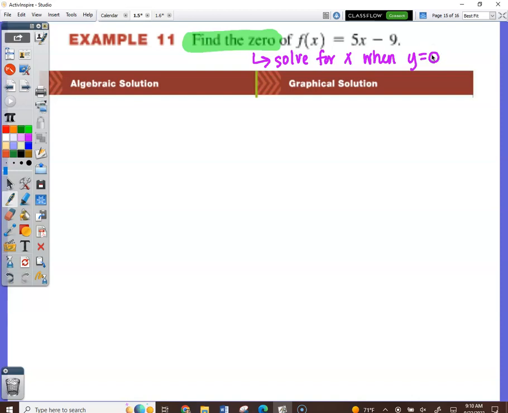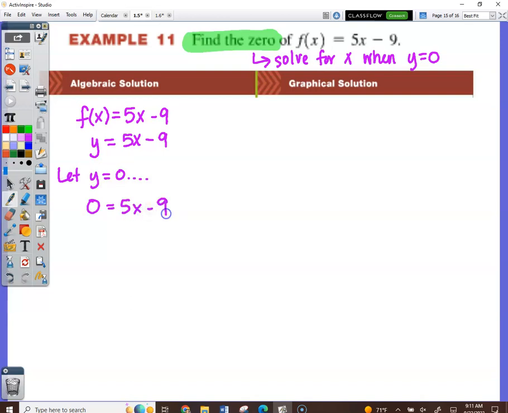We're going to do this 2 ways. Algebraic, then graphing. So algebraically, I'm just going to copy the equation. F of x stands for what again? Y. And we are going to let y be 0. So we have 0 equals 5x minus 9. Add 9. Divided by 5. This is ugly. Leave it alone.